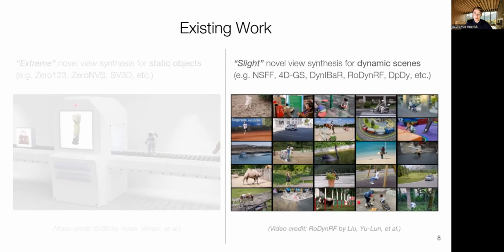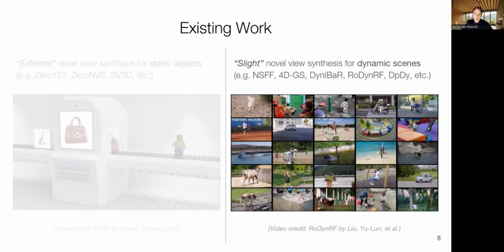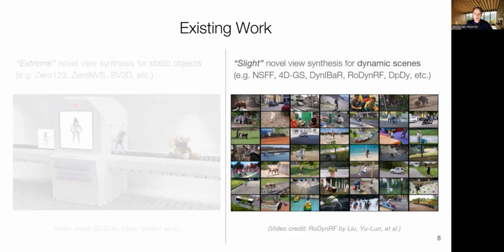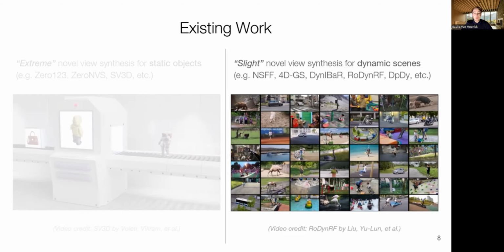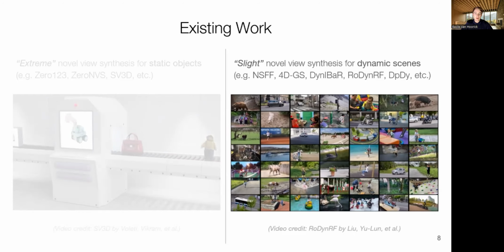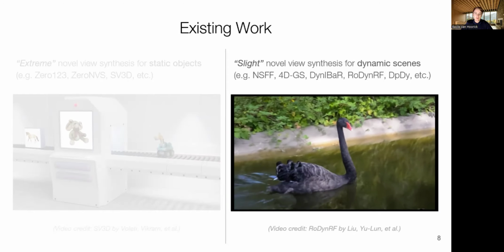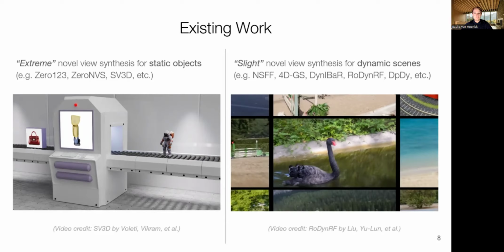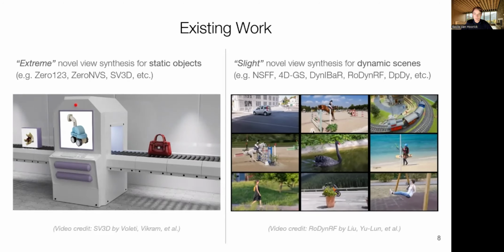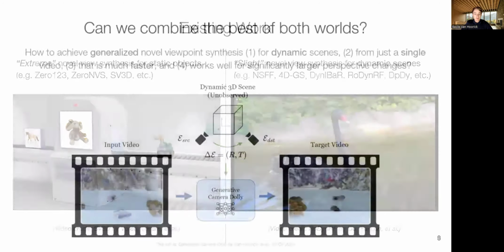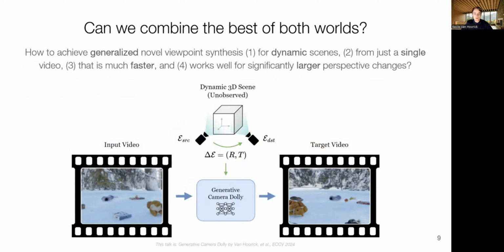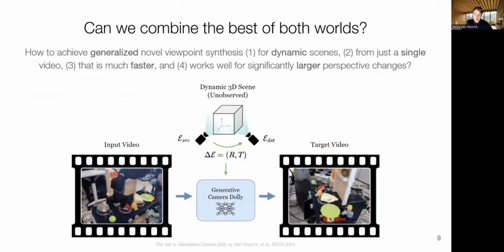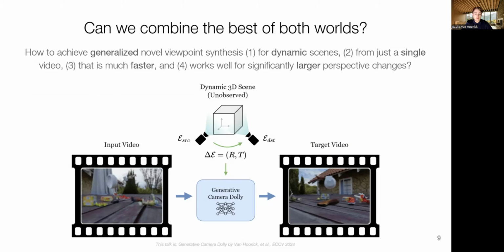These works often have impressive results, but since they tend to train for each scene separately, it makes them a bit slow, and it also prevents them from learning generalizable priors or useful knowledge about the world that can be shared across different examples. So the natural question is, can we do something that somehow combines the best of both worlds? Specifically, how should we accomplish view synthesis for dynamic scenes based on a single video that takes less than a minute and works for more extreme perspective changes?